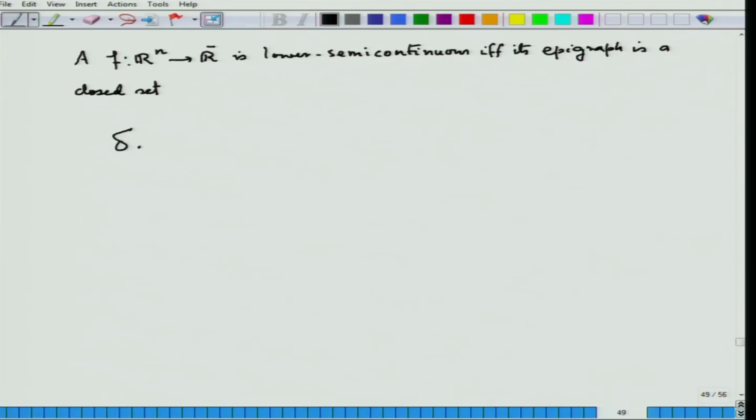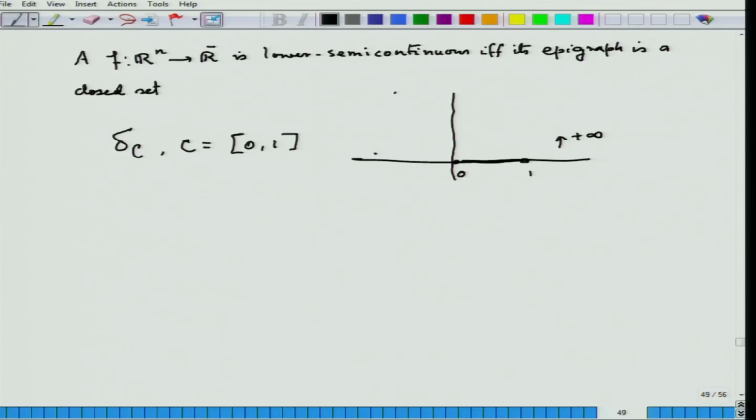So, look at the function delta C for a convex set. Take an example, take C to be [0, 1]. That function would look like this. That function would become 0 between 0 and 1, and then it will be plus infinity otherwise.